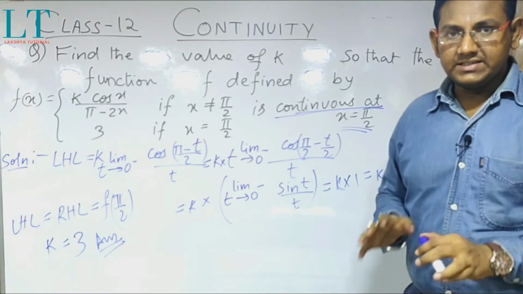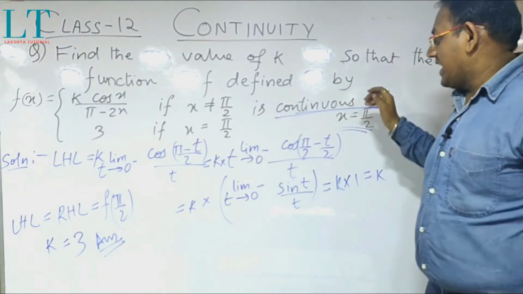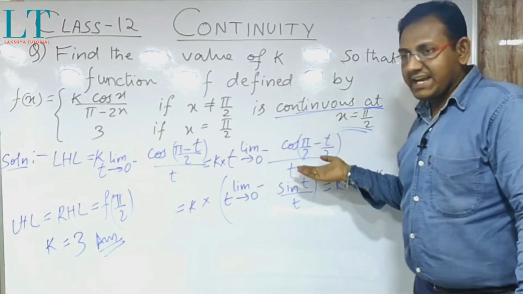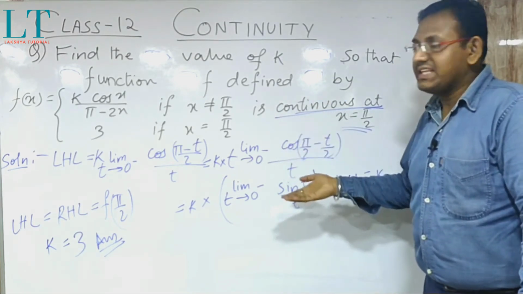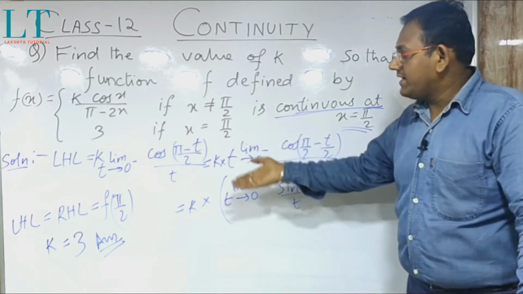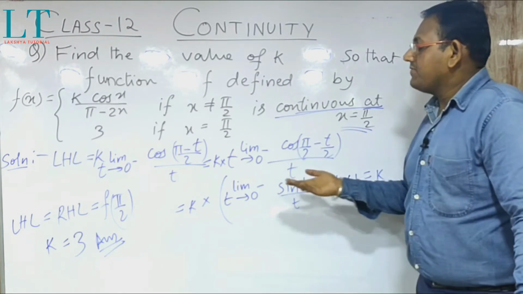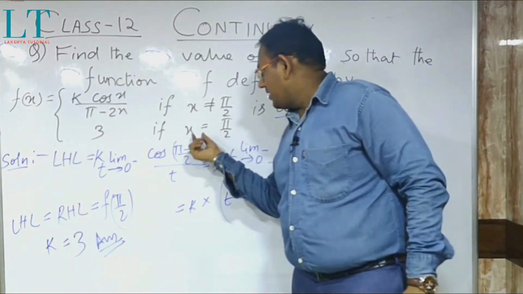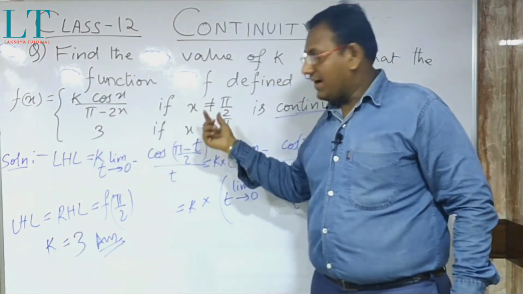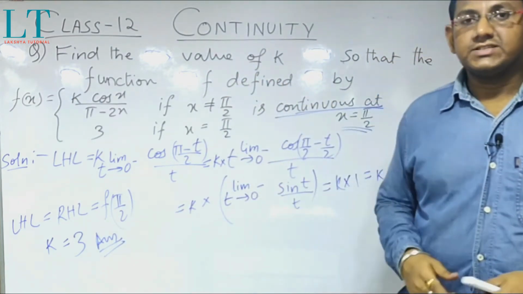The concept is very simple. Because the question specifies that it is continuous, we don't have to check it. We just need to use that property. So if we are using that property, we will find out the left hand limit or the right hand limit, whatever we want to, and then we are going to compare it with the function at this point. And after comparing, we will get the value of k. I hope you understood this question.